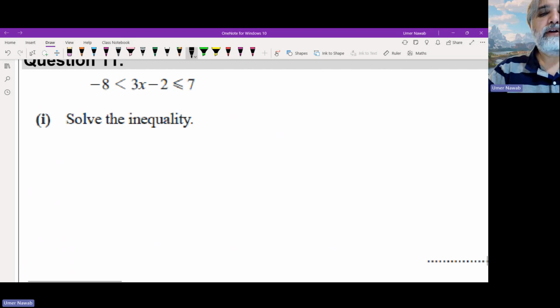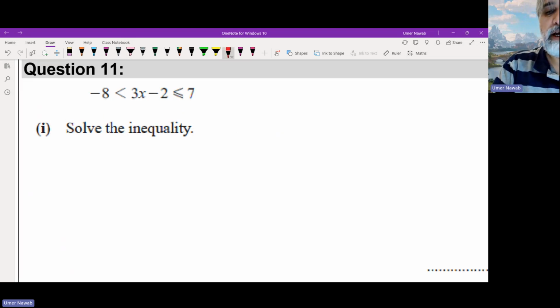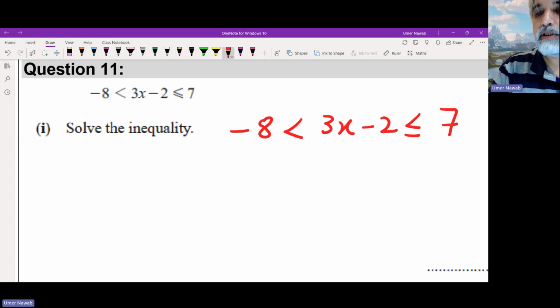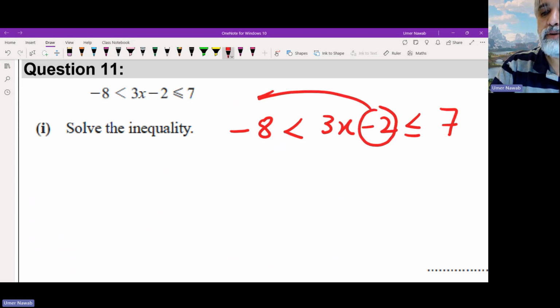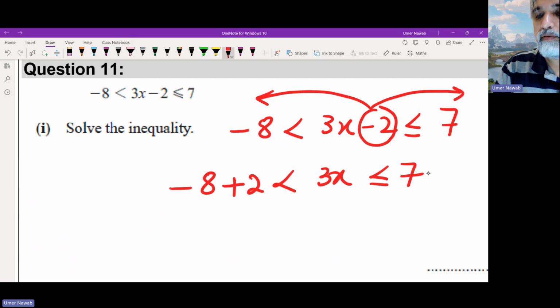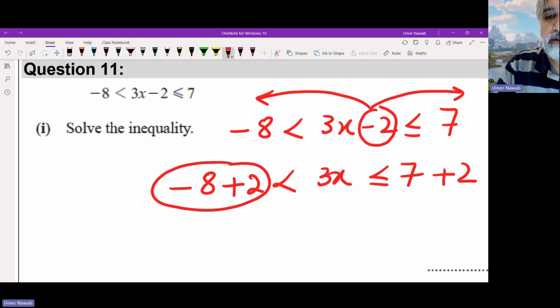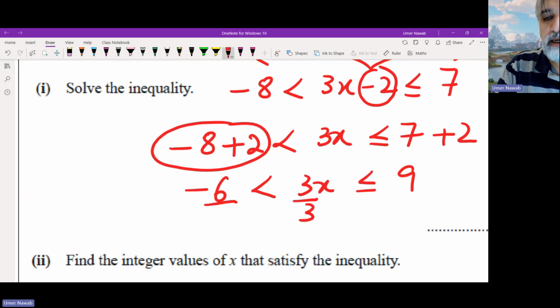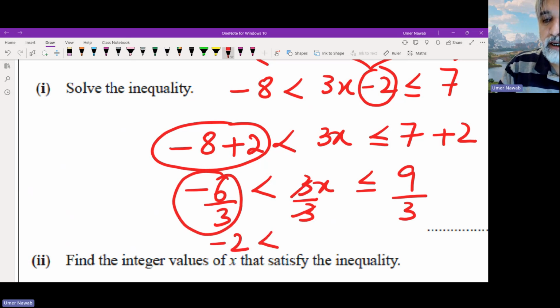Then question number 11 is again a sandwich inequality. Minus 8 less than 3x minus 2 less than or equal to 7. I will send the minus 2 to the right on both sides. So minus 8 plus 2 less than 3x less than or equal to 7 plus 2. Now minus 8 plus 2 is minus 6, less than 3x less than or equal to 9. Then divided by 3, this makes negative 2, and I'm left with x. So 9 divided by 3 gives you 3.